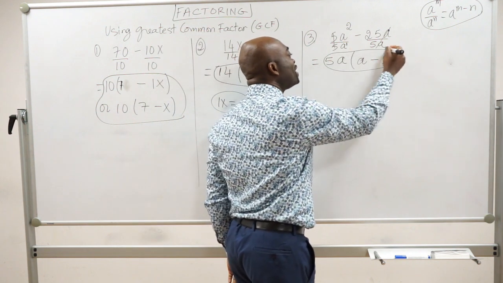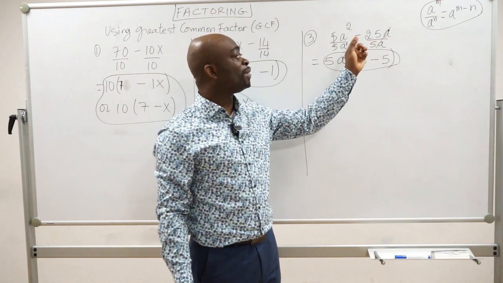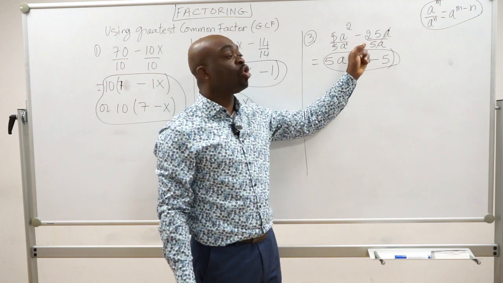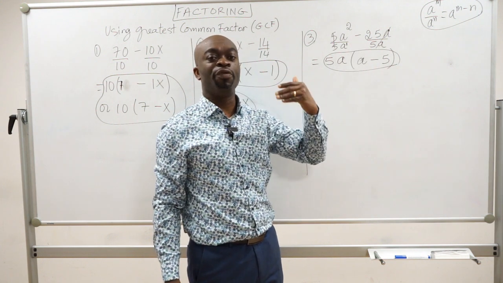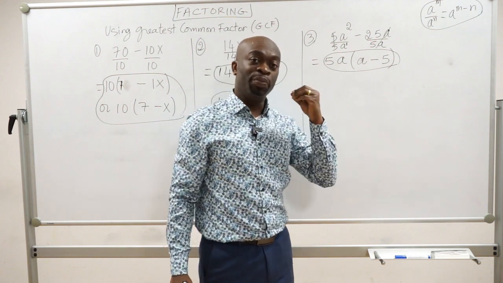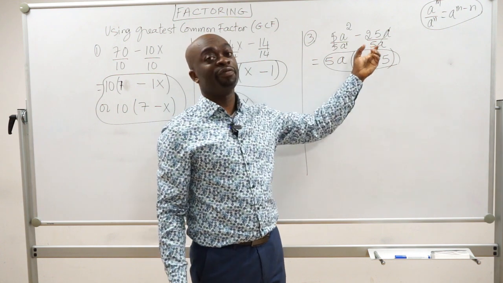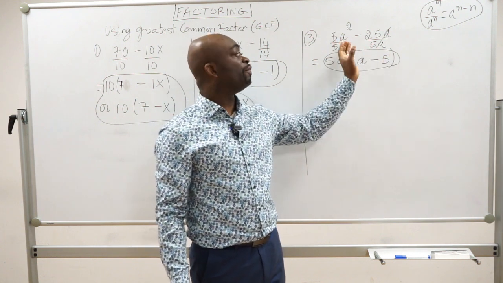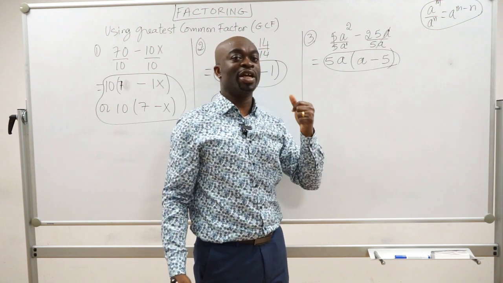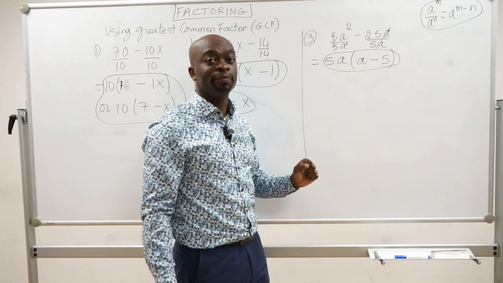But let me give you one tip here. For the variables, the greatest common factor, for the two variables, you always pick the variable with the smallest power as your greatest common factor. Again, you pick the variable with the smallest power as your greatest common factor whenever you're dealing with variables. So a squared and a power 1, which one is the smaller one? It is a power 1. So a power 1 will be the greatest common factor between those two.